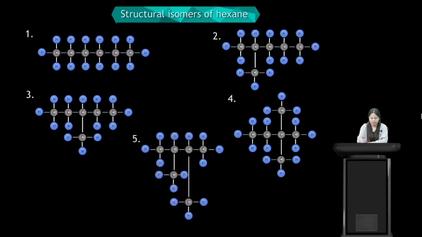We have another structure, that is the fifth structure. Again, in this structure, the molecular formula is the same. They have the same number of carbon and hydrogen atoms, but the structure is different. So these are the structural isomers of hexane.